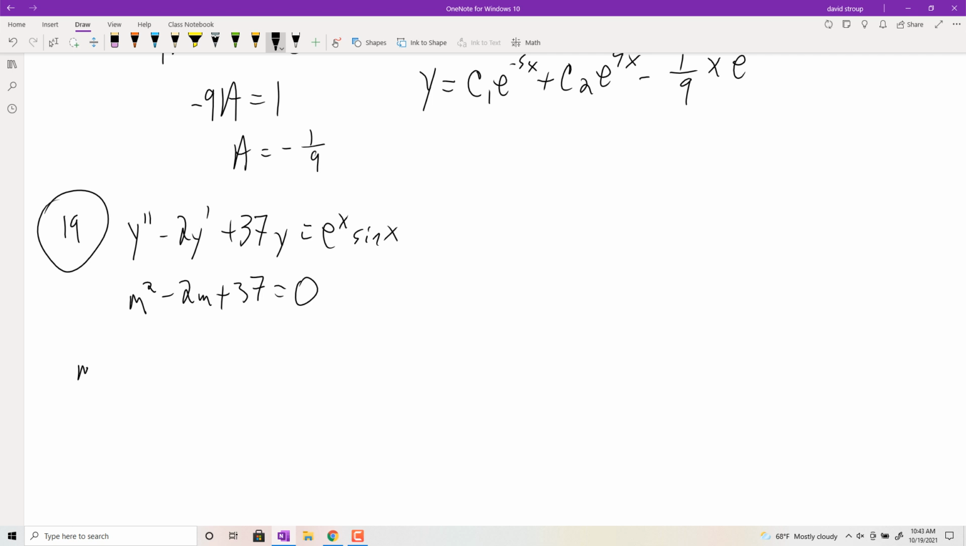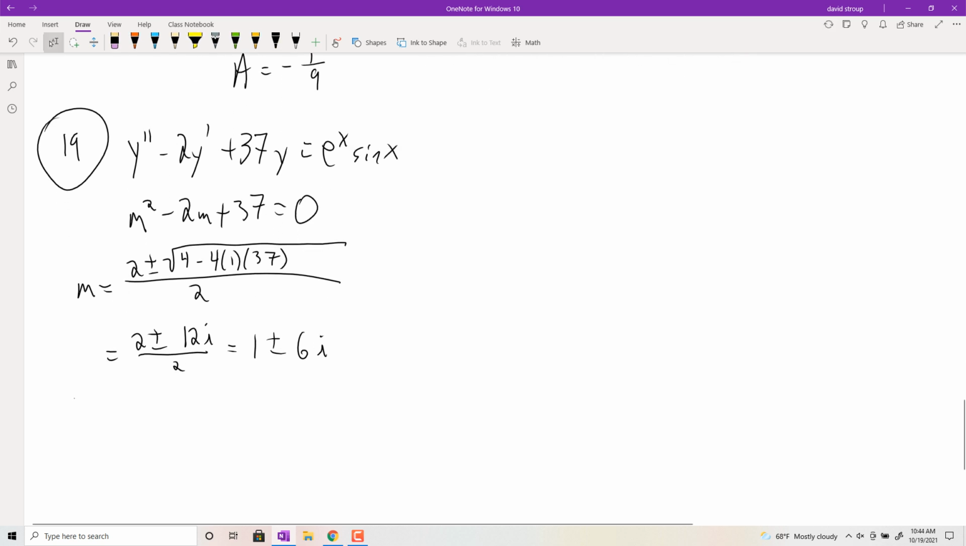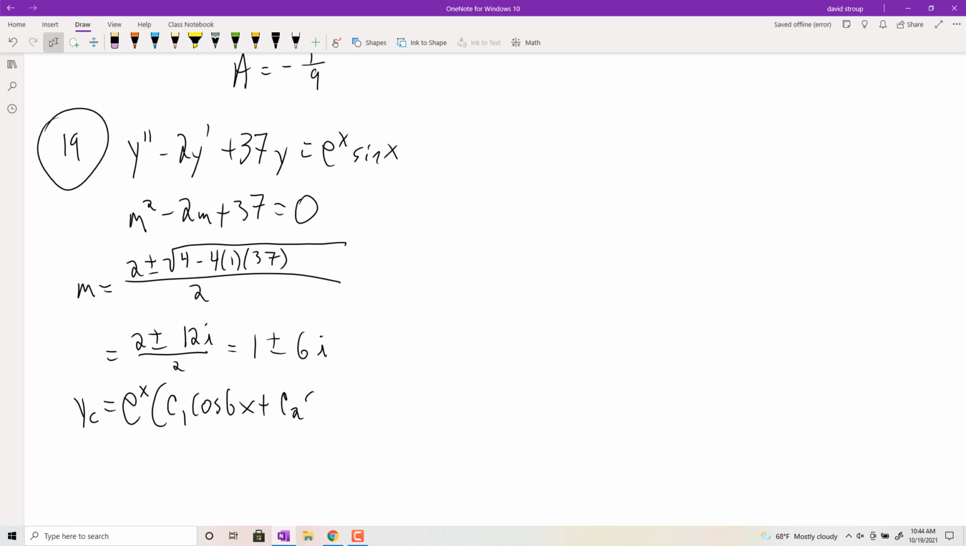We can't factor that, so I'm going to have to go to the quadratic. So m equals negative negative 2, so 2, plus or minus the square root of b squared minus 4 times a times c, all over 2 times a. Simplifying, 2 plus or minus the square root of 4 minus 4 times 37, which is negative 144. The square root of negative 144 is 12i, over 2. So this will be 1 plus or minus 6i. And then I'm going to form my complementary part of my solution. That will be e to the x times c1 cosine of 6x plus c2 sine of 6x.